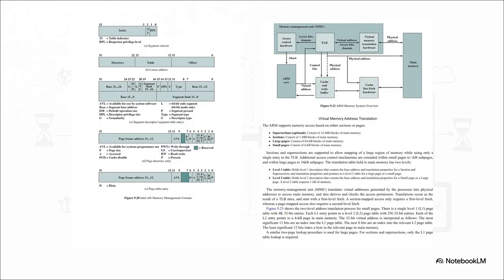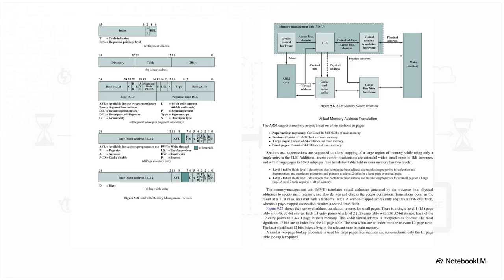To really appreciate the sheer scale and sophistication of this invisible process, just take a look at these two setups. We've got the incredibly detailed Intel x86 memory management formats on one side, utilizing optional segmentation right alongside paging for access control. And then we have the ARM memory system overview showing this deeply complex interplay between the CPU, the TLB, the cache, and main memory. These are highly complex hardware ecosystems that silently manage virtual to physical translations millions of times a second.